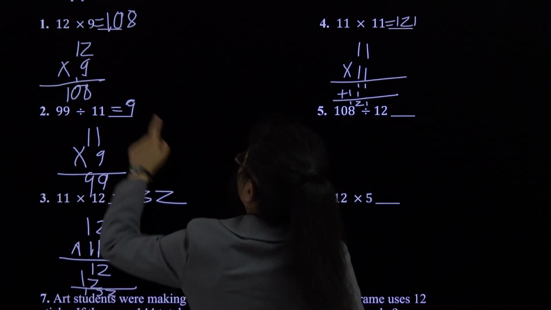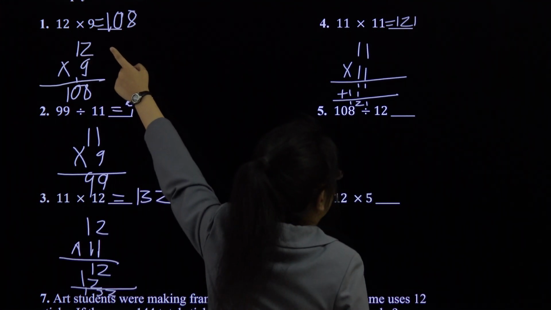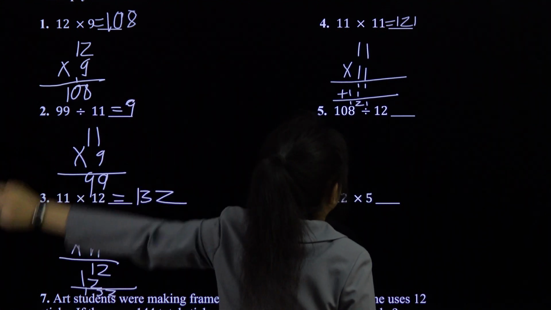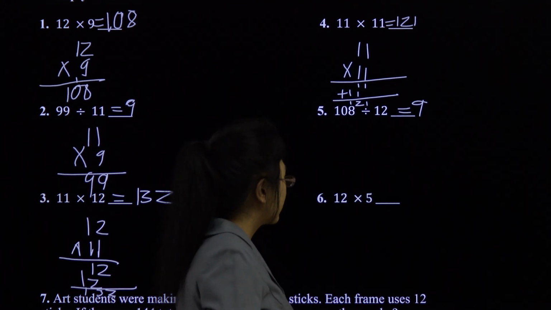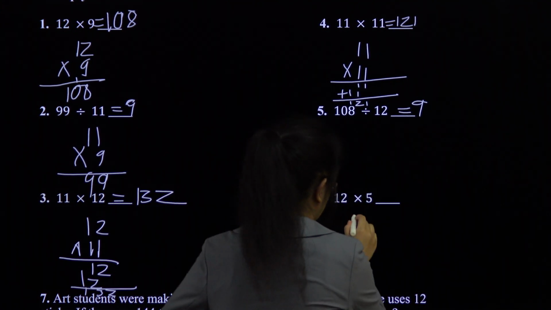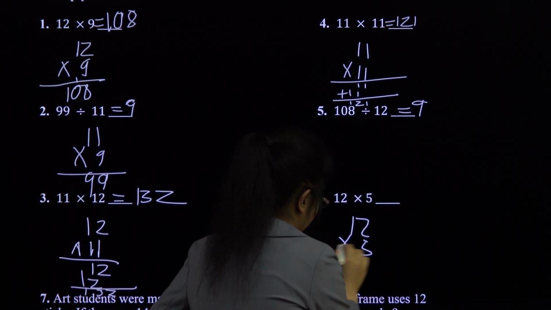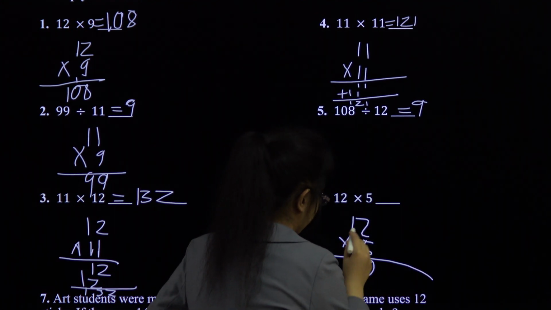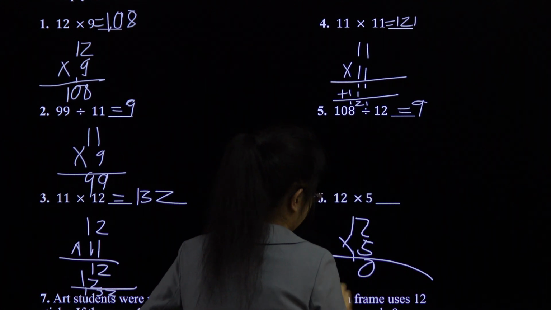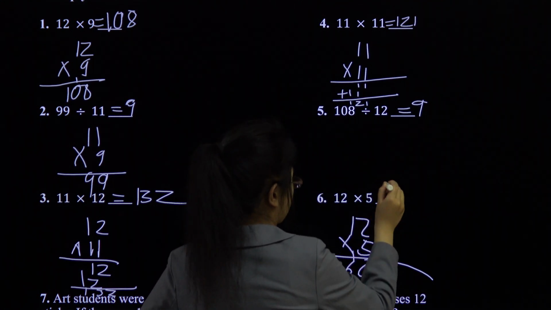108 divided by 12. 12 times 9 equals 108. Well then, it equals 9. 12 times 5, again, you get to a certain grade, you remember that it's 60. But 5 times 2, 10, you regroup the 1. 5 times 1 plus regrouped 1, 6, 60.